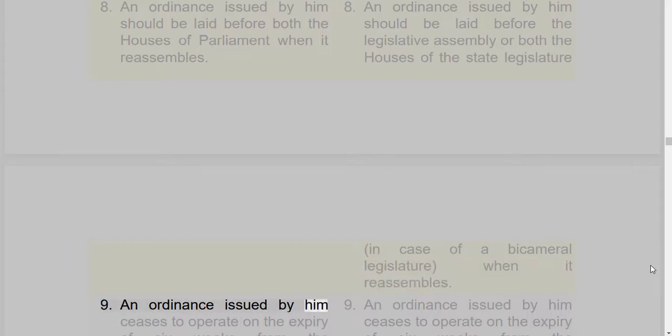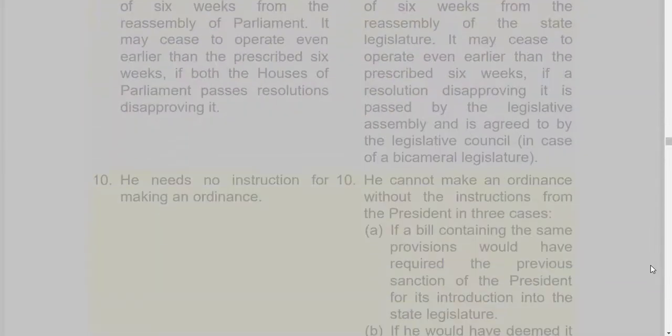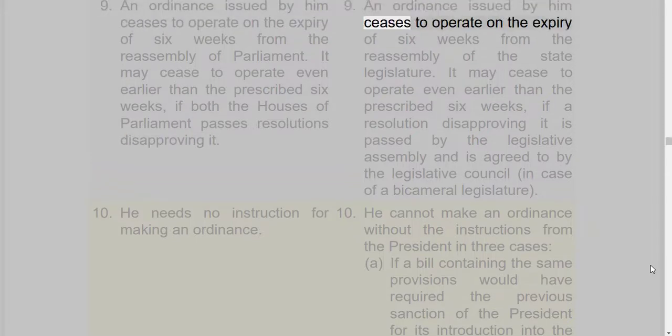9. An ordinance issued by him ceases to operate on the expiry of 6 weeks from the reassembly of Parliament. It may cease to operate even earlier than the prescribed 6 weeks, if both the houses of Parliament pass resolutions disapproving it. 9. An ordinance issued by him ceases to operate on the expiry of 6 weeks from the reassembly of the state legislature. It may cease to operate even earlier than the prescribed 6 weeks, if a resolution disapproving it is passed by the Legislative Assembly and is agreed to by the Legislative Council, in case of a bicameral legislature. 10. He needs no instruction for making an ordinance.